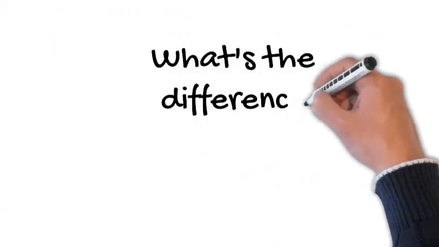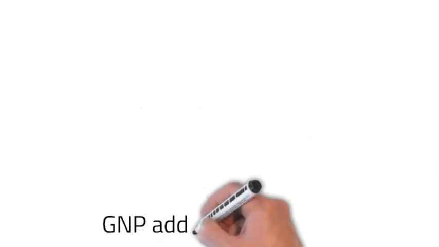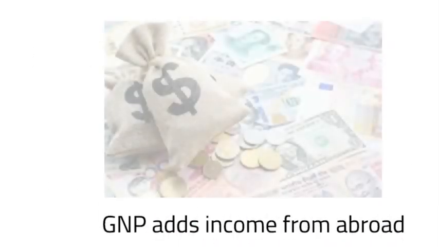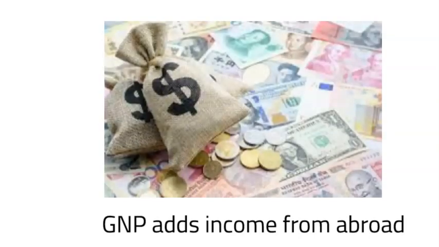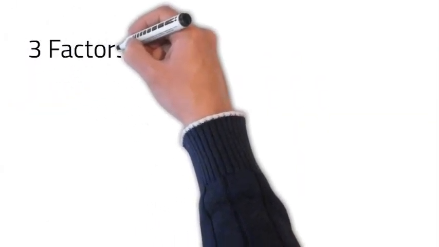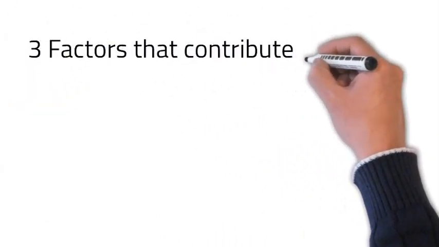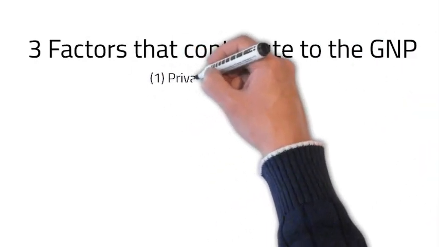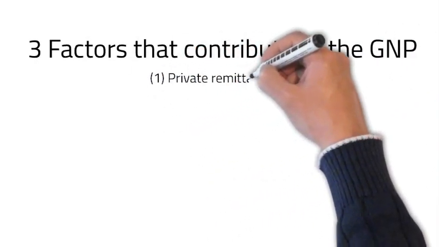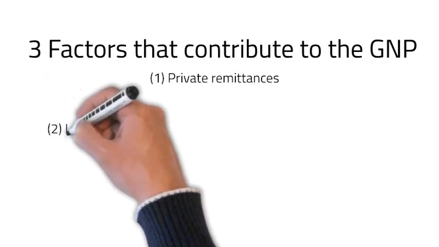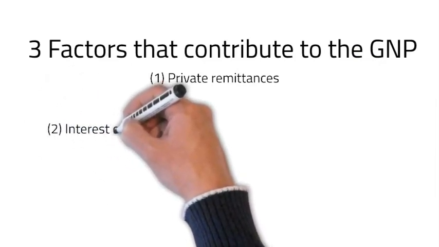Now, what's the difference between GDP and GNP? Well, very basically, GNP adds income from abroad. And there are three factors that contribute to this. One is private remittances. So individuals that go abroad, and especially to the Gulf countries, the income they earn and remit back to India is included in India's GNP.